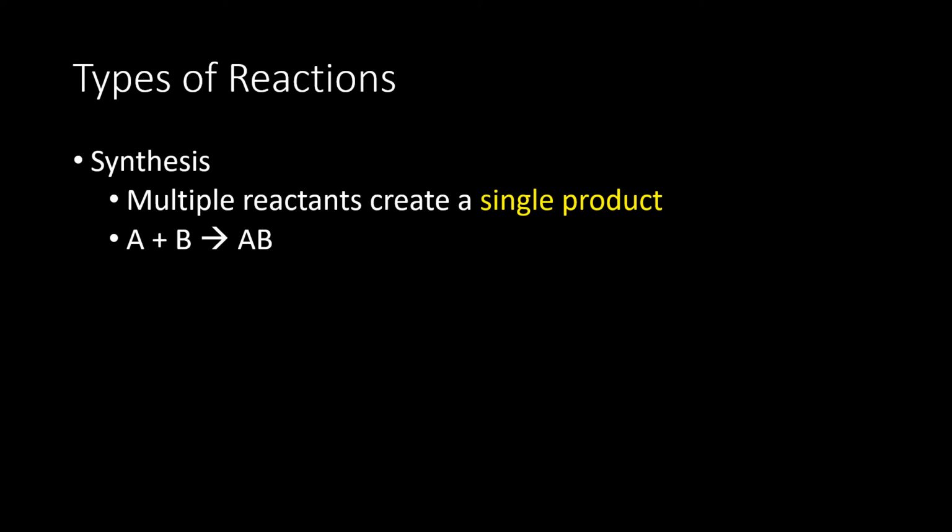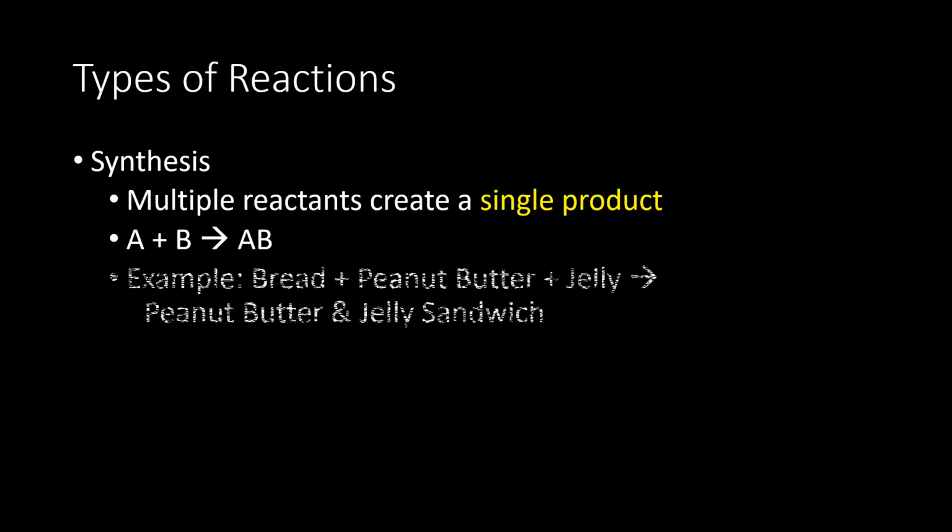Again, notice that you do see both reactants in the final product, but they are not the same thing as what you started with because they are now combined. An example from non-chemistry that might help you understand this better is making a peanut butter and jelly sandwich. So your reactants are bread, peanut butter, and jelly, and your final product is a peanut butter and jelly sandwich that you can still see the bread, the peanut butter, and the jelly in, so you can see all of the components, but now they're all together as one thing.